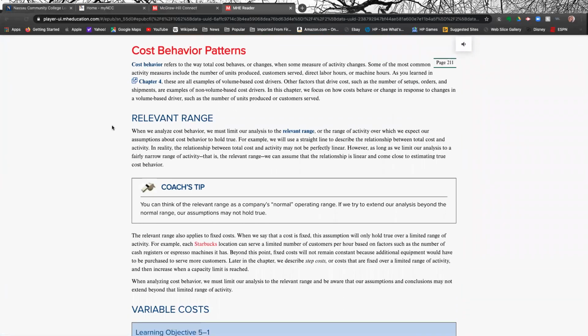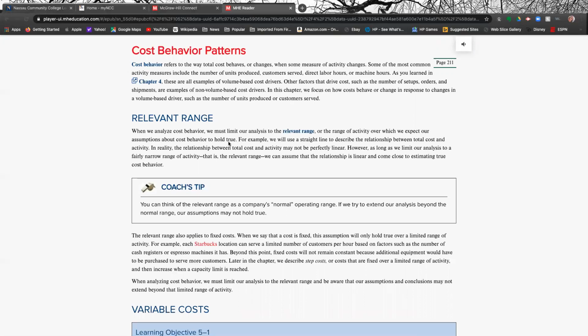So we start out with this discussion of what's called the relevant range. And it's kind of an important topic, but it's something that we can really safely assume in the work that we'll be doing. But what does relevant range mean? It's the range of activity over which costs behave the way we expect them to. See, they say the range of activity over which we expect assumptions about cost behavior to hold true, right? But I just say it's the way we expect cost to behave.